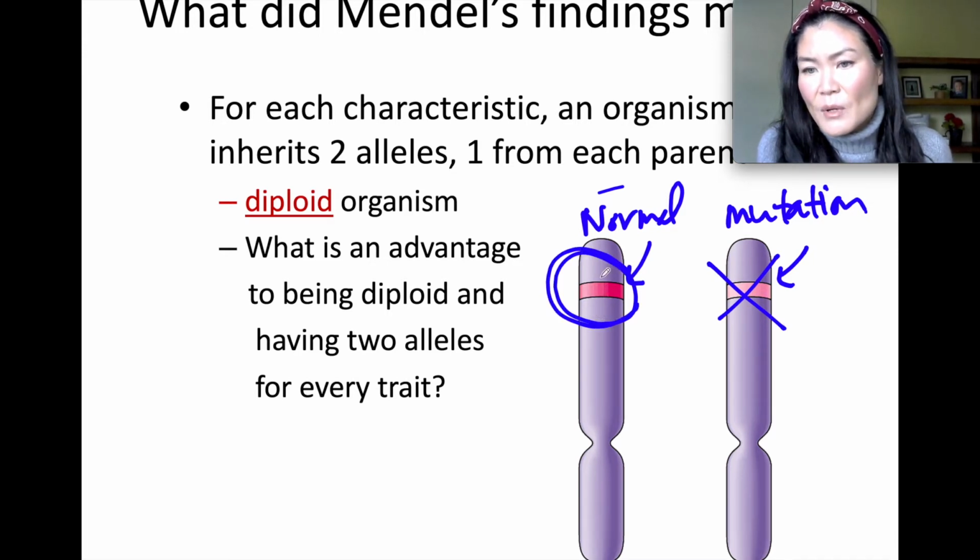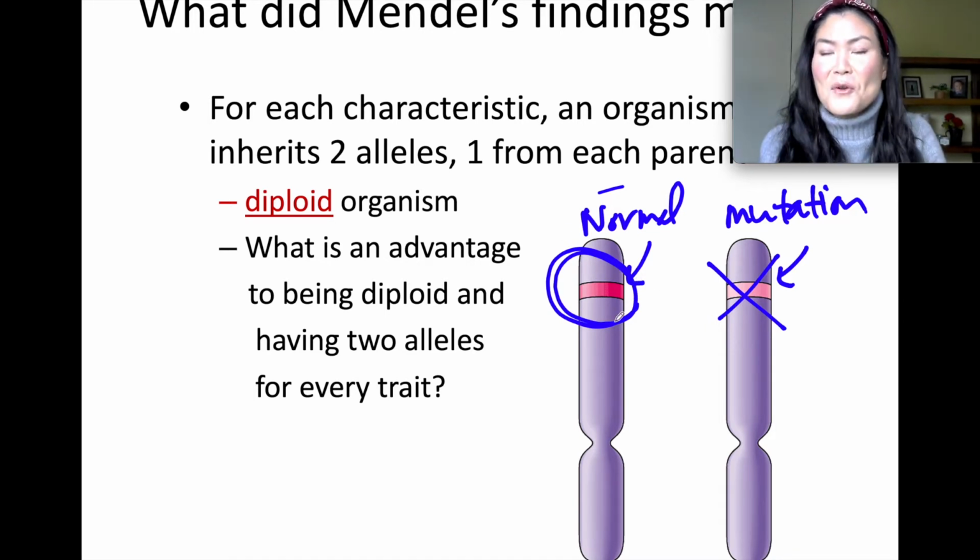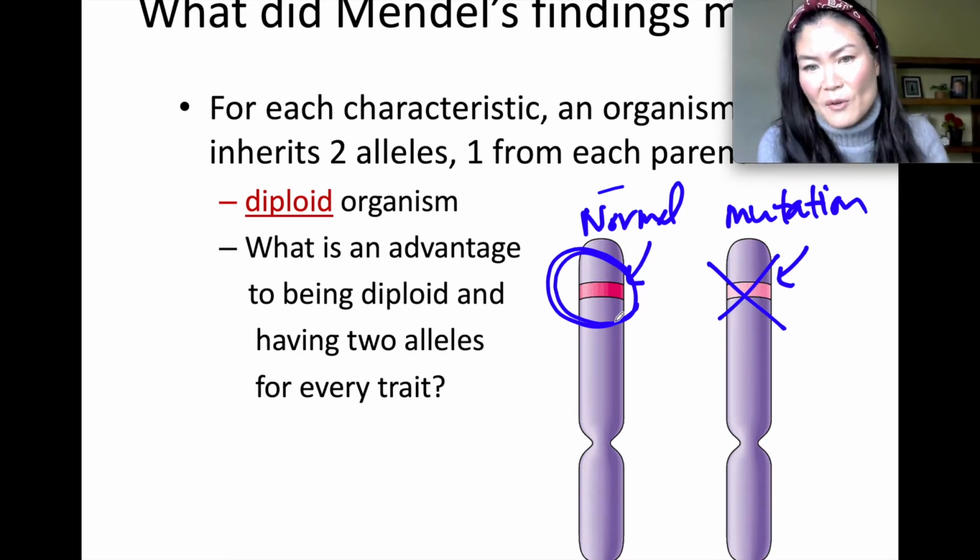So you can think of it this way. If you have 2 genes for every trait, let's say you get one that's a bad copy, like maybe a mutated version, at least you have a normal one as a backup. Does that make sense? So if you only have 1 gene for every trait, you're kind of at a disadvantage, because whatever you inherit is what you're stuck with, right? But if you have 2 of every gene, being diploid is an advantage, because you have a better chance of getting a normal gene, and you can fall back on that if you inherited a bad copy or a mutated copy.